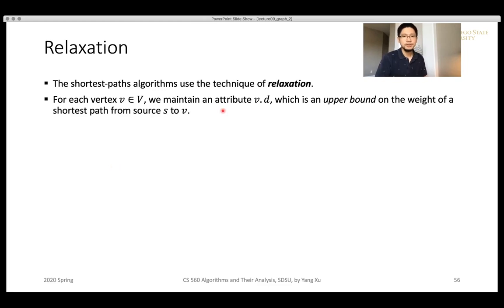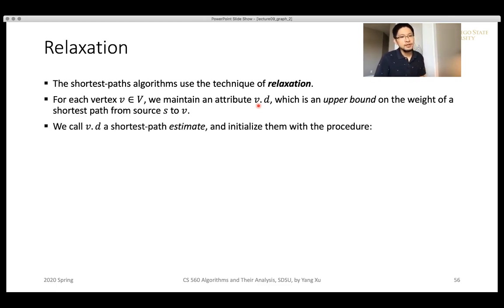Okay, so the d is some upper bound, some quantity. It is not yet the shortest path. It is some quantity that is bigger than the shortest path, which we don't know yet. And we call v.d a shortest path estimate. So it is currently just an estimate. It is not the accurate shortest path weight.